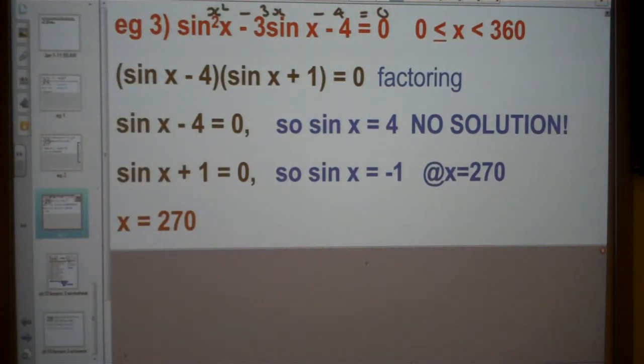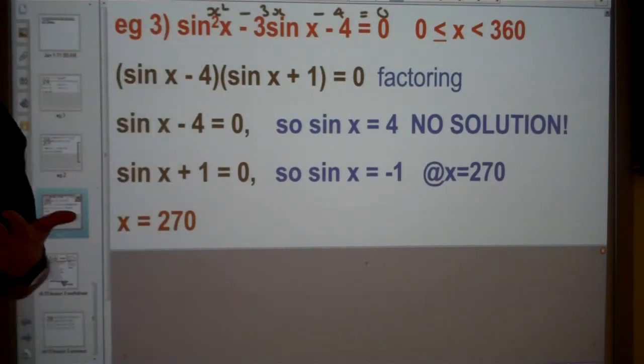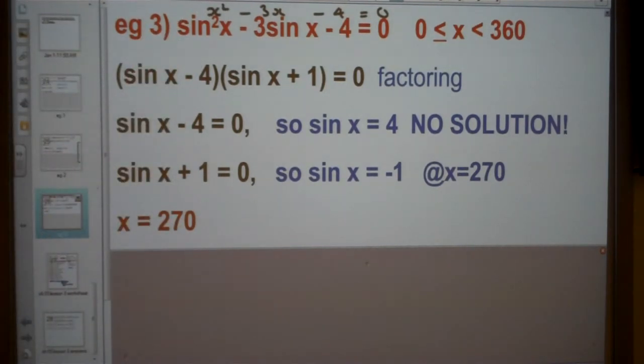270 degrees. So 3 different methods that we use there, all involving factoring. We can also have coefficients at the start here for this, so we'd use our slide and glide technique we learned, and that should enable you now to attempt the worksheet.